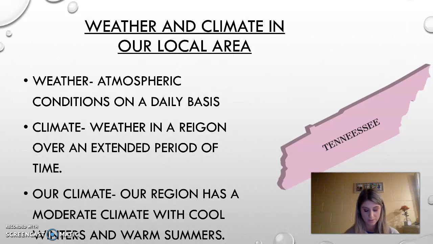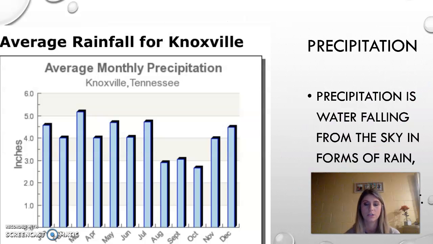Okay, so next we're going to be talking about one element that has to do with climate and weather, and that is precipitation. So under your precipitation section on your notes, go ahead and write or answer the questions as we go through this slide. So precipitation is water that falls from the sky in forms of rain, snow, sleet, drizzle, hail, and there are many others. Rain, we all know, is like a steady water falling from the sky.